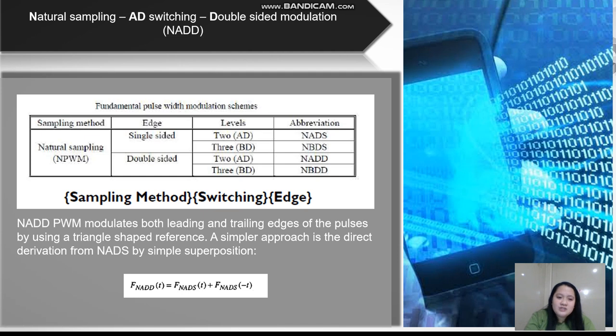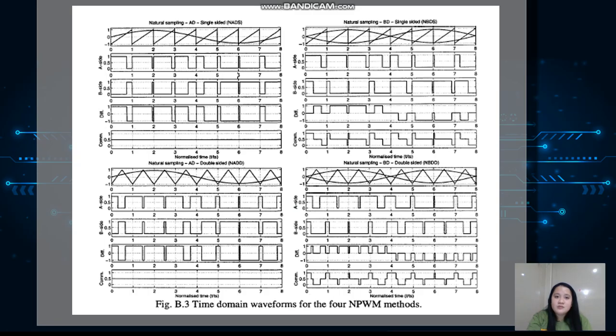NADD modulates both leading and trailing edges of the pulses by using a triangle shape of reference. A simpler approach is the direct derivation from NADS by simple superposition. So you can see here the formula that will be used to solve the NADD. So you can see here, this is the four types the NADS, the NBDS, the NADD, and the NBDD.